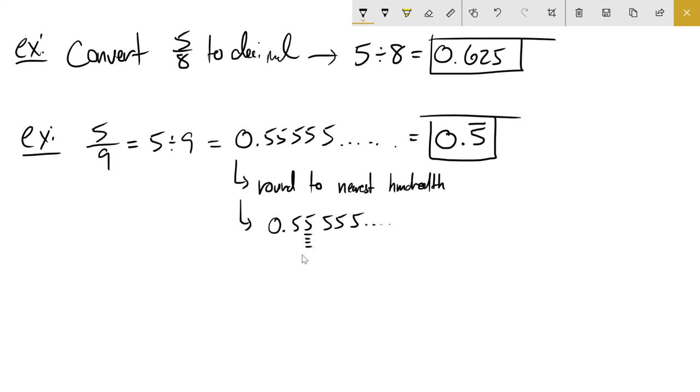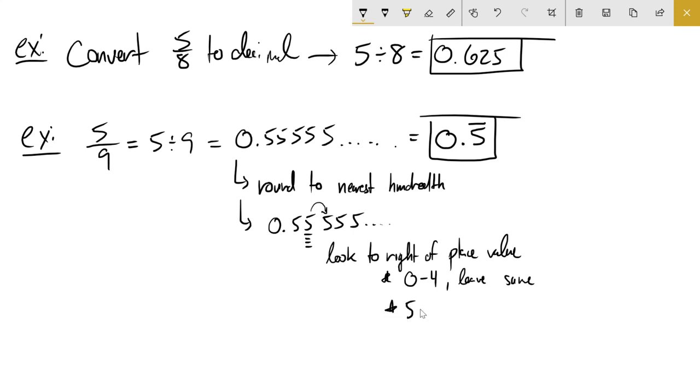So what's the rule for rounding with decimals? Yeah, when you're rounding, the first thing you do is look to the right of the place value that you're rounding to. Then the rule is that if it's 0 through 4, you round down, or in other words, you leave the number the same. And if the number next door is 5 through 9, then you round it up. That's the idea.